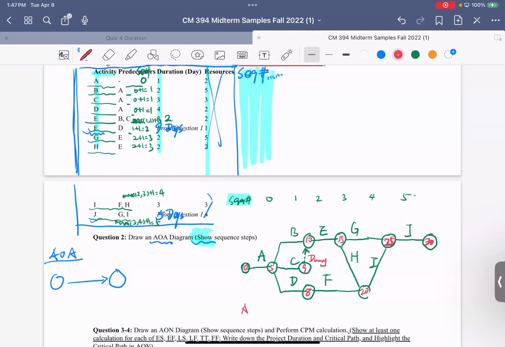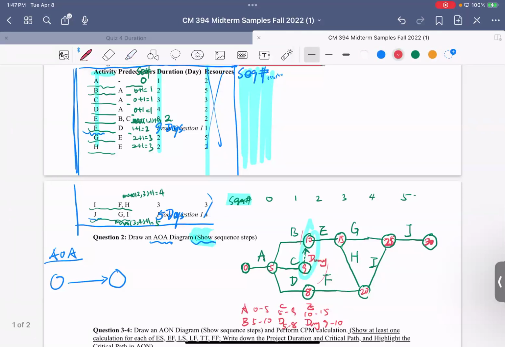So you have A is 0 to 5. You have B is 5 to 10. You have C is 5 to 9. You have D is 5 to 8. You have E is 10 to 15. You have the dummy is 9 to 10. So remember this dummy, okay? And you have, let me highlight here.